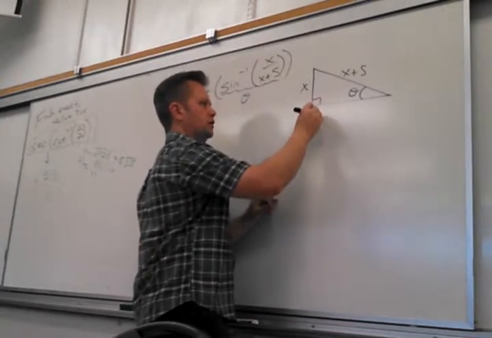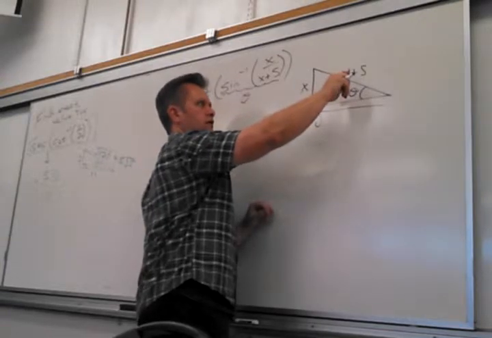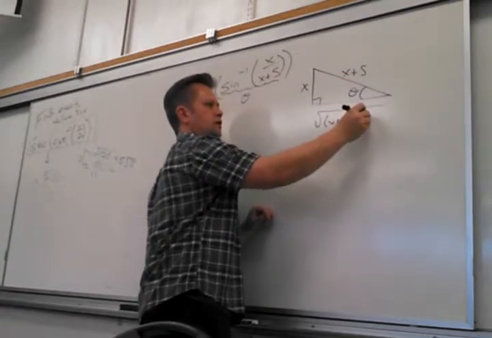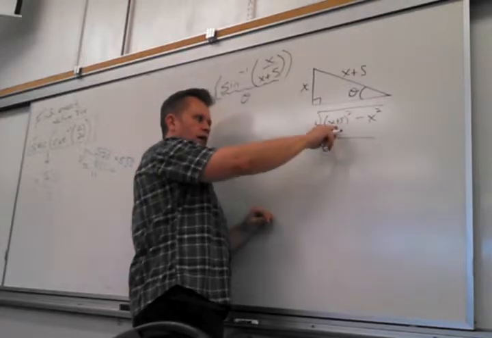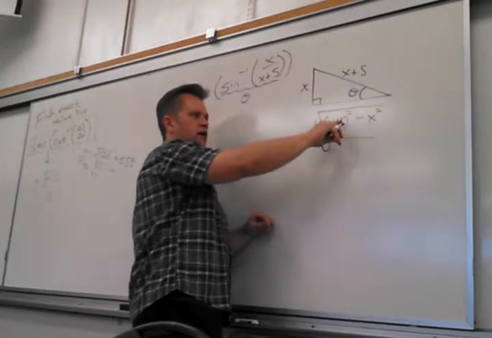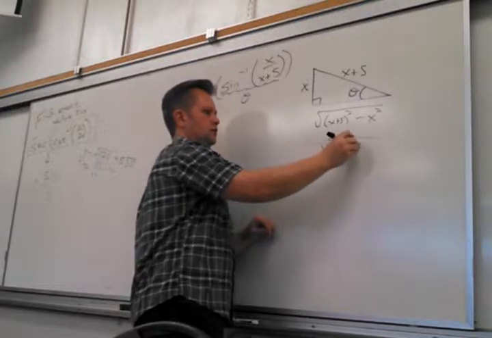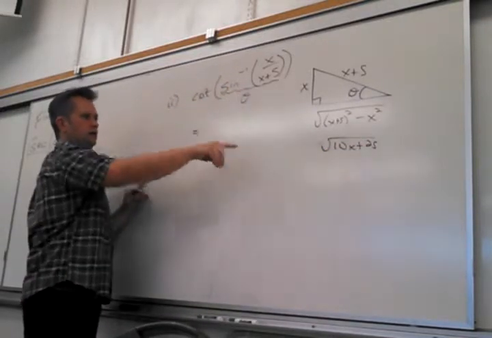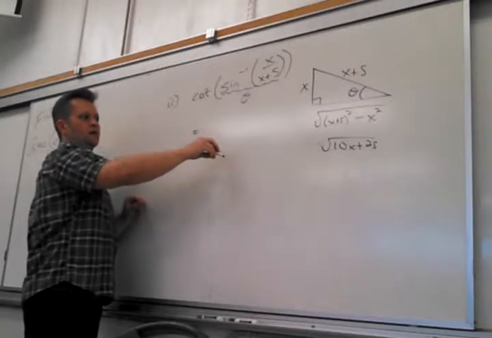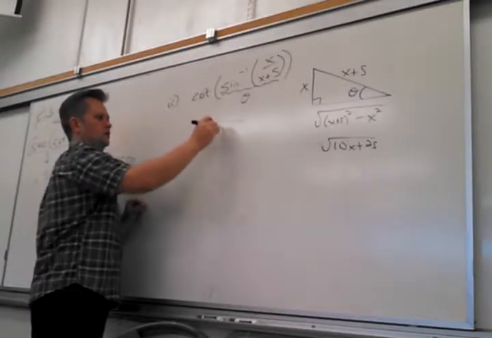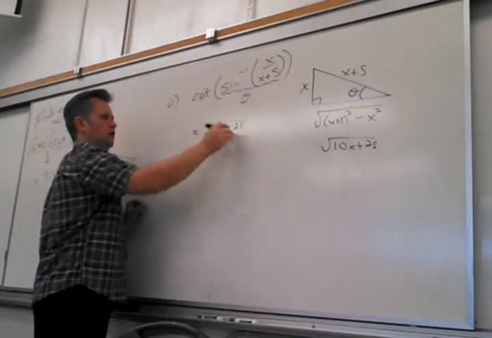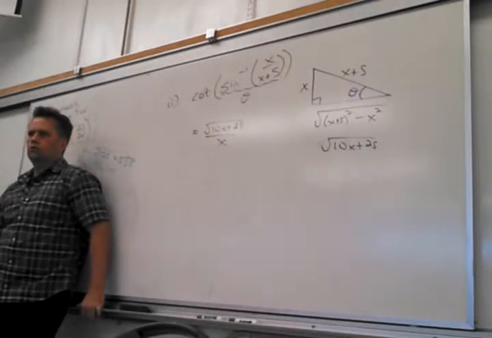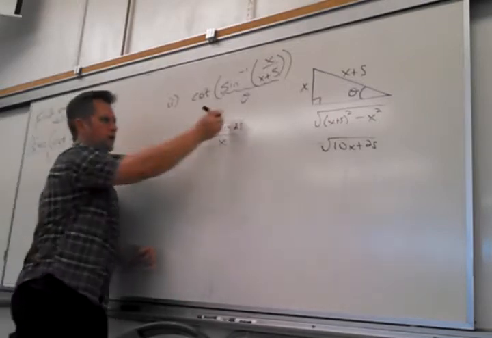That's going to be the square root of (x plus 5) squared minus x squared. So it'll be the square root of x squared plus 10x plus 25 minus x squared. The x squared cancels, and you get the square root of 10x plus 25. So then the cotangent of that angle is the square root of 10x plus 25 over x. And I really love it when they cancel the x's out.